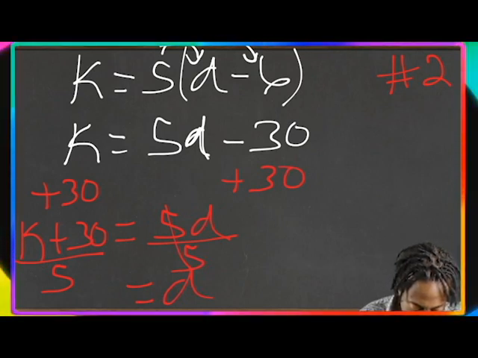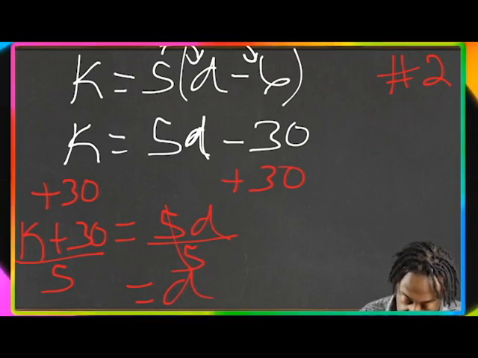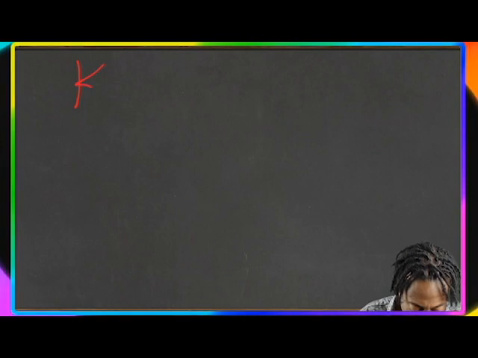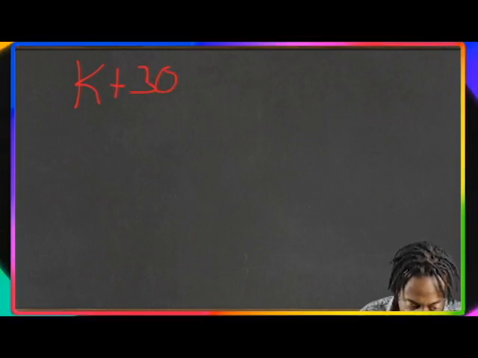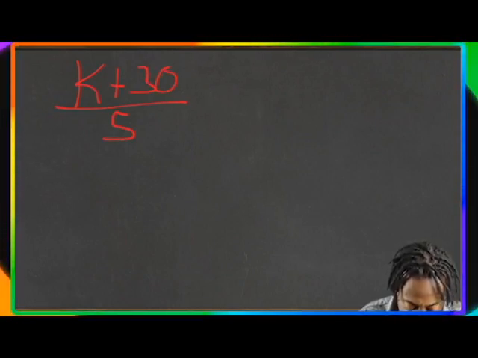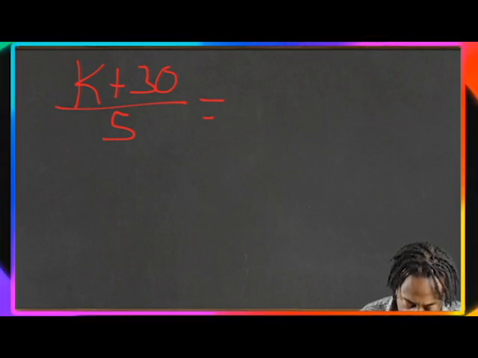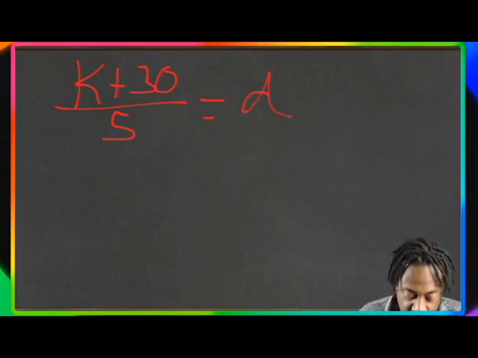And this will give you, let's change this. Let's go to another page. Running out of page. I don't know why the thing does that. We have K plus 30 over 5 equals D, because we got D by itself. Now we have to simplify.